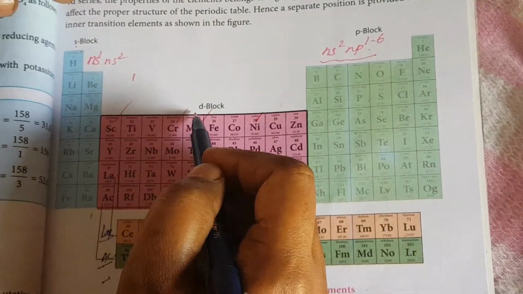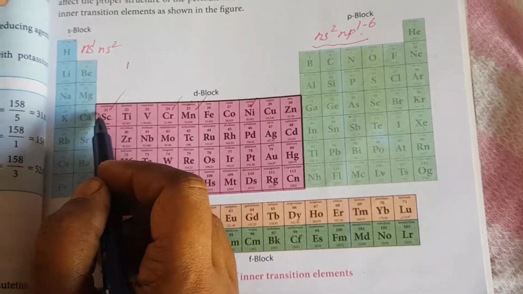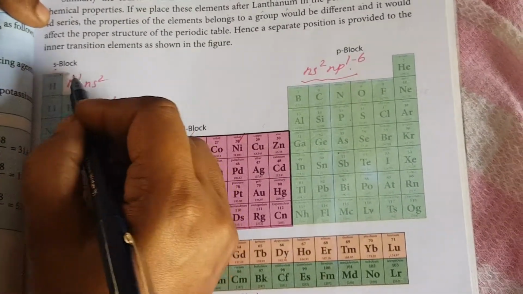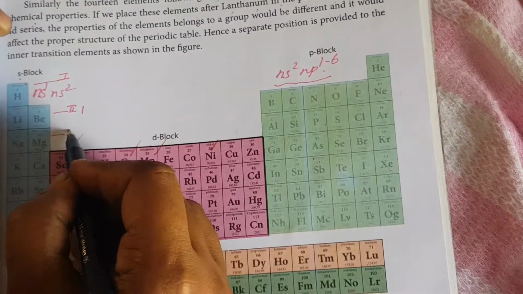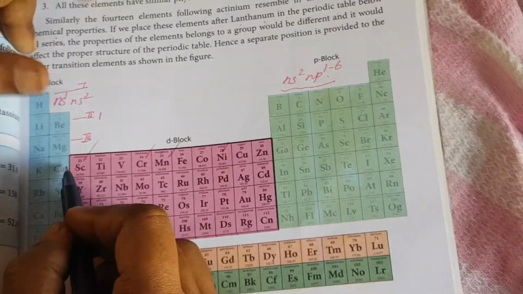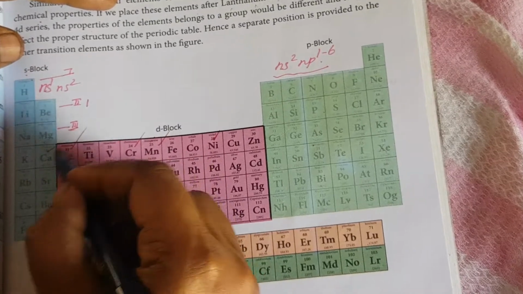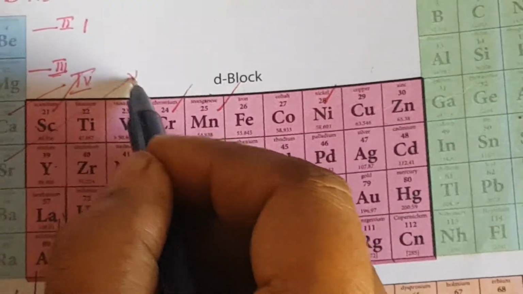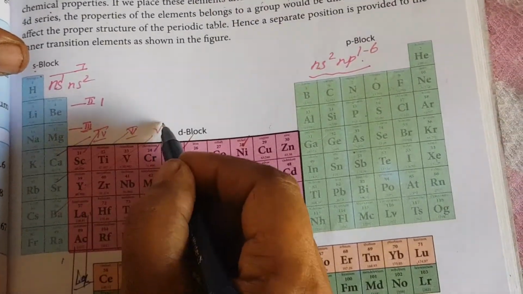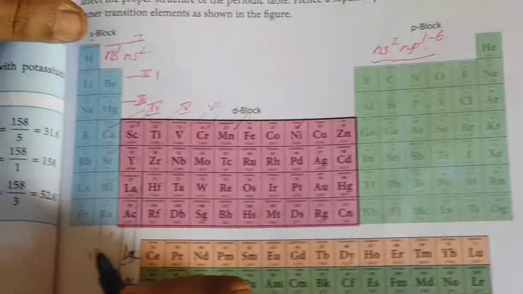Here we are going to study the D block elements. This is the first period, this is the second period, this is the third period, this is the fourth period. D block elements start from the fourth period. This is the fifth period, this is the sixth period and the seventh period.